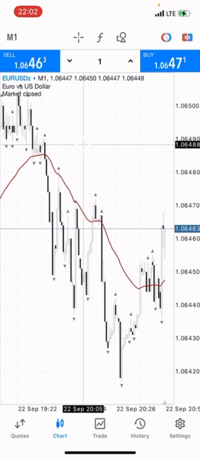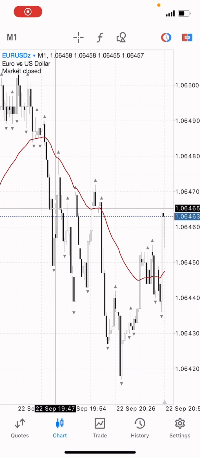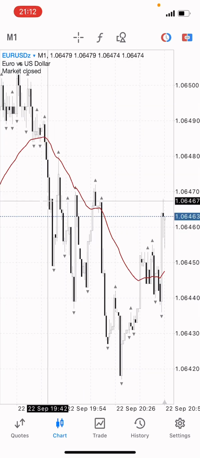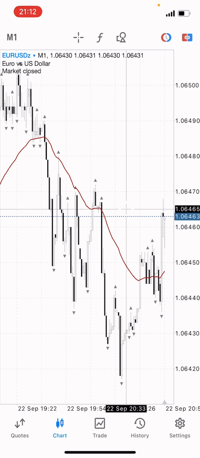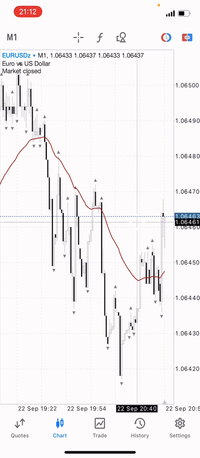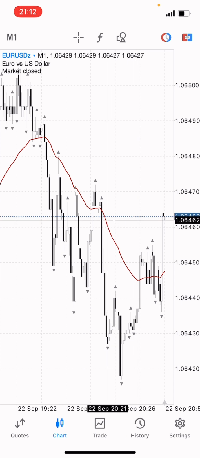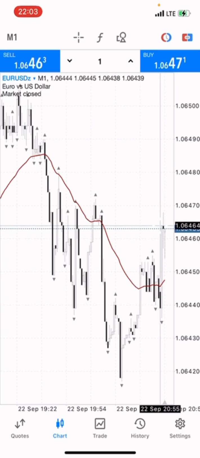So when we are talking about the exchange rate now, the euro is the base currency and the USD is the quote currency. This implies that you need 1.06463 of US dollar to buy 1 unit of euro. So guys, this is what it means. You will buy it at the exchange rate of the current market, which is at this level.